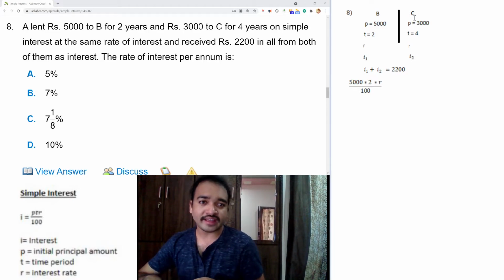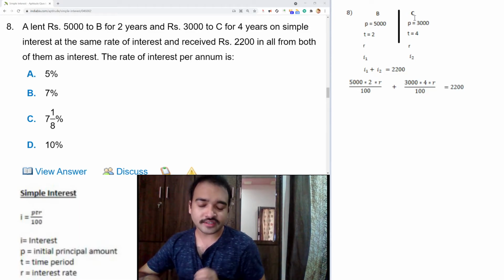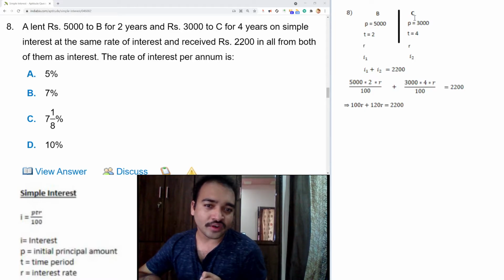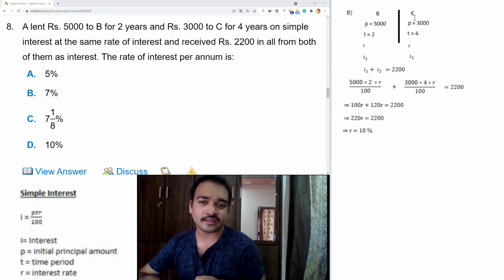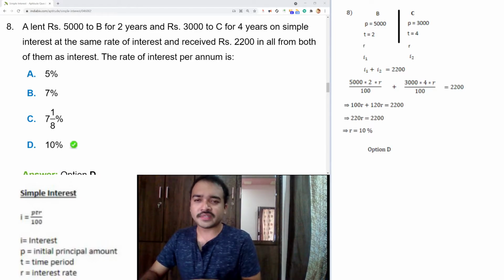For the first one, 5,000 into 2 into R by 100 plus 3,000 into 4 into R by 100 is equal to 2,200. That means 100R plus 120R is equal to 2,200. If you simplify this, we will get R is equal to 10%, which is option D. Option D is correct.